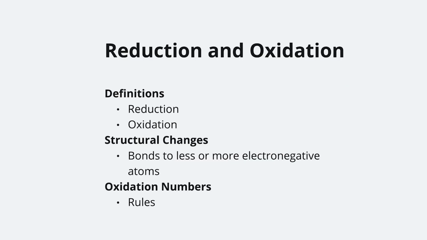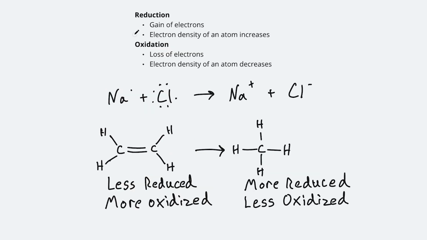In this video, we're going to go over reduction and oxidation and how to recognize that based off of structural changes and based off of oxidation numbers. Reduction is a term used whenever an atom gains electrons, and oxidation is the term whenever an atom loses electrons.